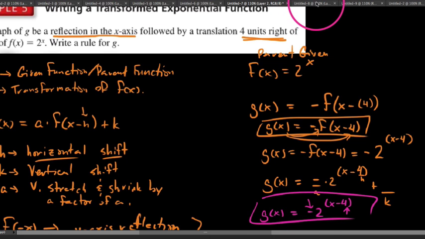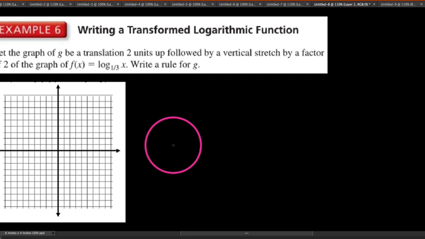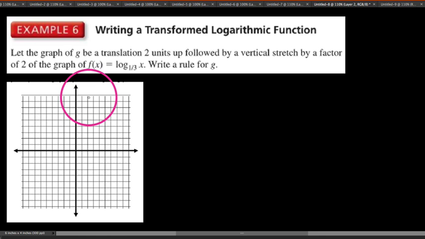So let's take a look at one more here. This would be, I believe, with logarithms, where we want to write a transformed function. We'll go a little bit more quickly. It says, let the graph of g be a translation 2 units up followed by a vertical stretch by a factor of 2. And the graph of f of x here is y equals log base 1/3 of x.